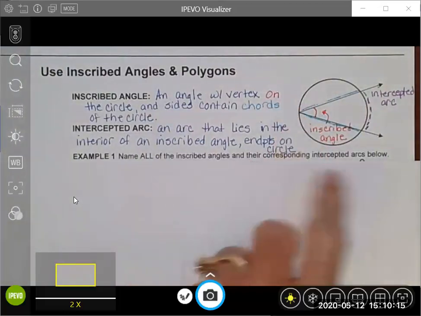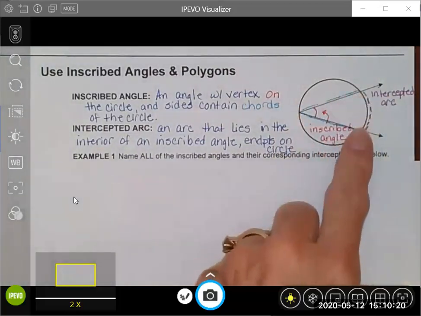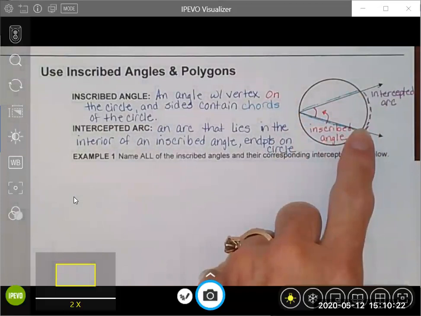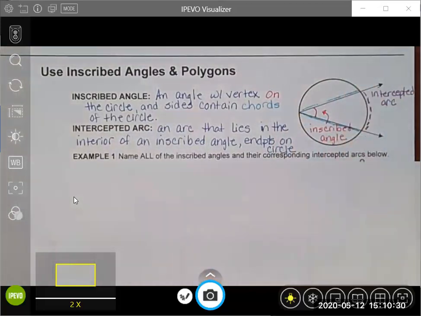The intercepted arc, if you think about the trajectory of a plane, it would intercept the circle at the points inside, or the arc that is created by the two chords of your angle. So those are some interesting vocabulary words that we're going to talk about more today.